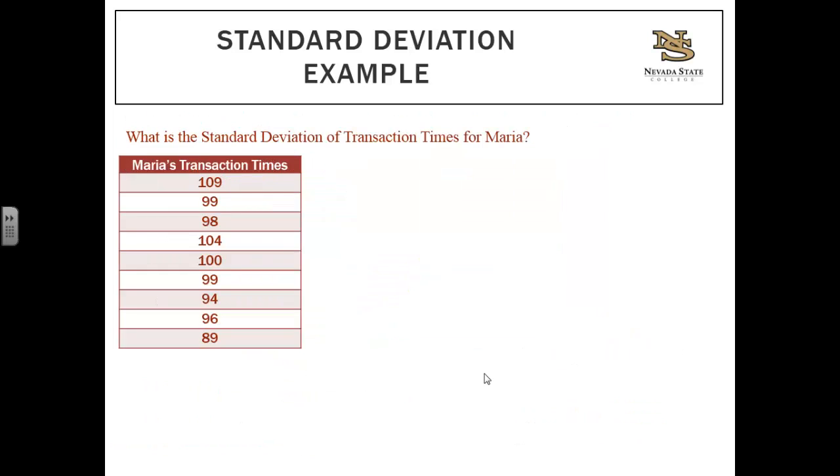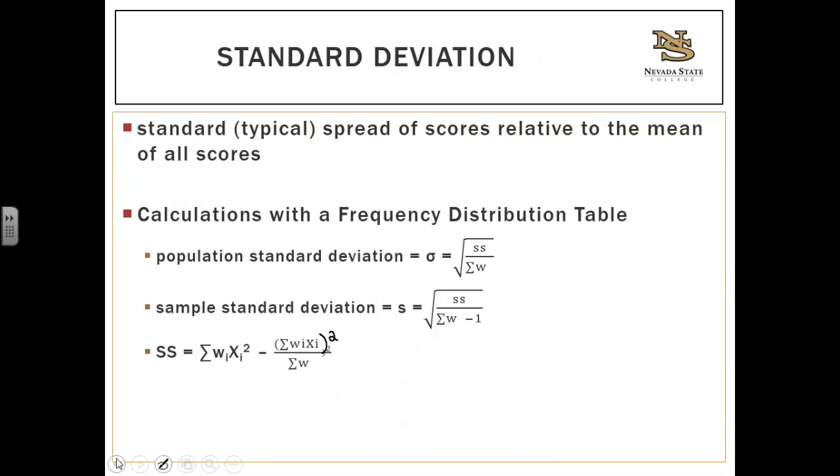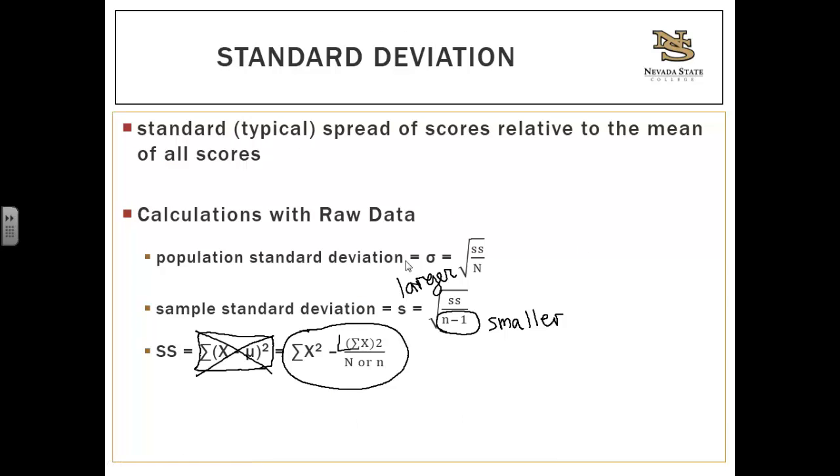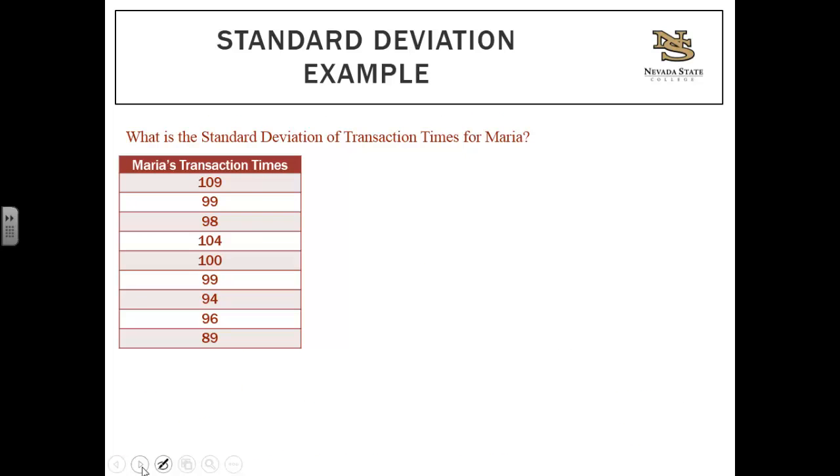So now let's do an example where we're looking at the standard deviation for transaction times for Miss Maria, going back to Chase Bank at Green Valley. If we look at this data, this is in raw data form, so we will be using these formulas here. We're looking at raw data now. Even though it's presented in a table, each value is represented on its own. You don't see any f's or weights here.